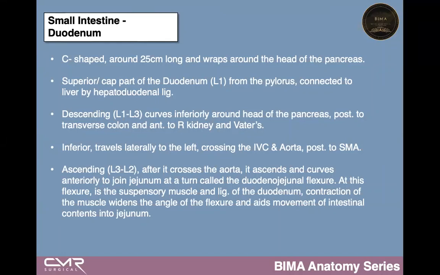And at this flexure, you have the suspensory muscle and the ligament of the duodenum. Now, this muscle is quite important because essentially what it does is it regulates the movement of stomach contents into the jejunum. So you have contraction of this muscle, which is widening the angle of the flexure, and it's causing peristaltic or positive peristaltic movement towards the first part of the small intestine, the jejunum and the ileum.